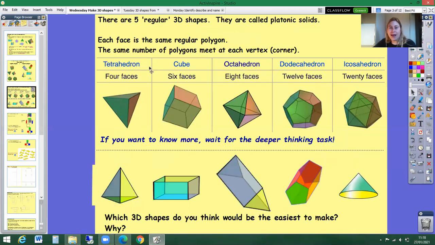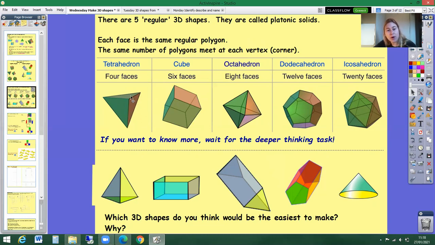Okay, so there are actually 5 regular shapes called Platonic solids. And each face is the same regular polygon. So when you're looking at the different shapes, each face of the shape is the same regular polygon, which is why it's regular. And the same number of polygons meet at each vertex or corner.